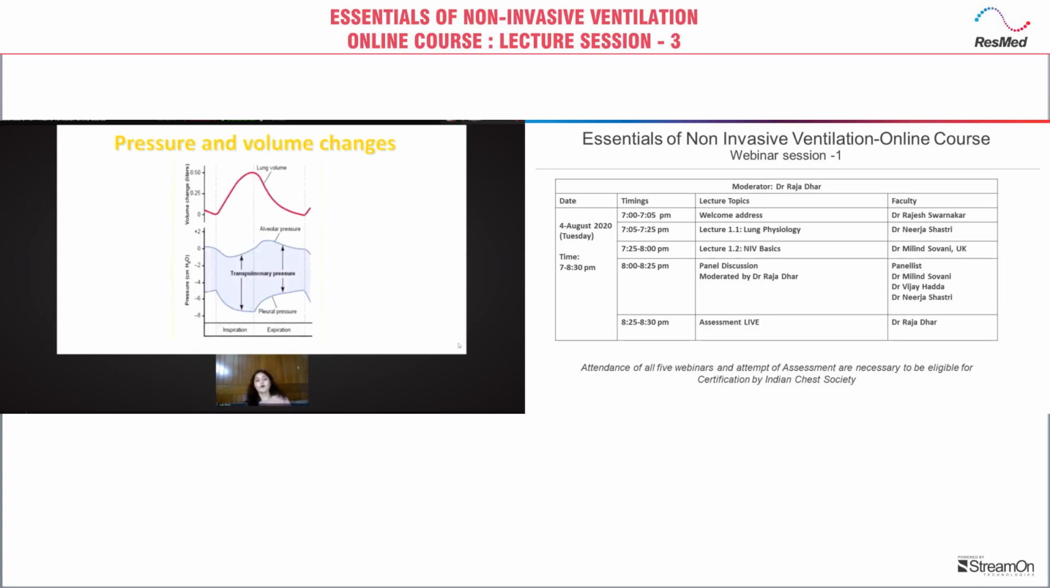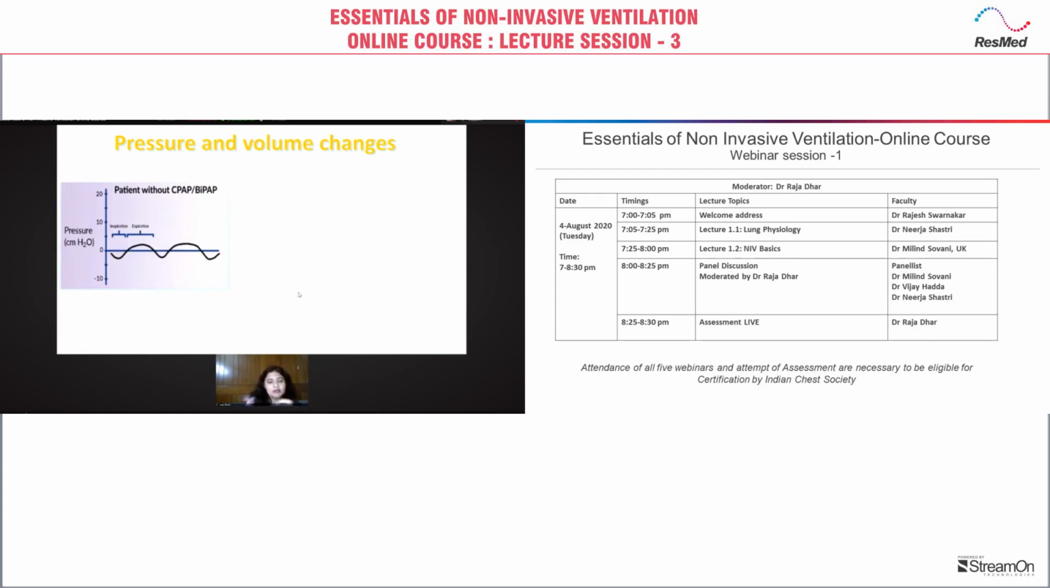You can see, this is your alveolar pressure, and the lower one is your pleural pressure. Alveolar pressure, say it's from 0, becomes negative during inspiration. When this becomes negative, the air flows in, so there's a volume change. During expiration, it becomes positive and air flows out. Similarly, your pleural pressure, which is negative even at rest, becomes more negative during inspiration and slightly towards positive during expiration. It doesn't become positive. This is how the normal pressure and volume changes happen.